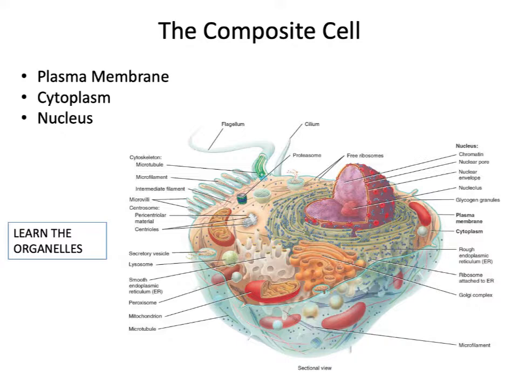The nucleus is inside the cell and contains the genetic material of the cells, the chromatin. And between the nucleus and the plasma membrane are all of the organelles within the cytoplasm. Although this video does not cover the structure and function of organelles, you are expected to learn the structure and function of all the organelles.